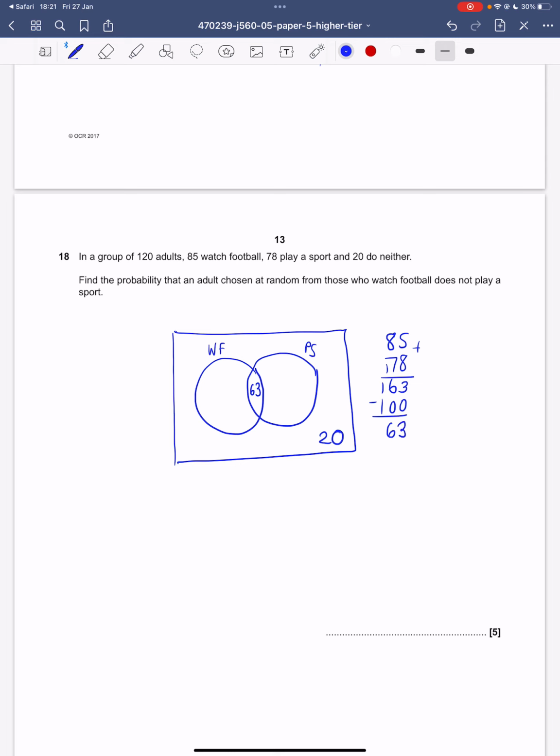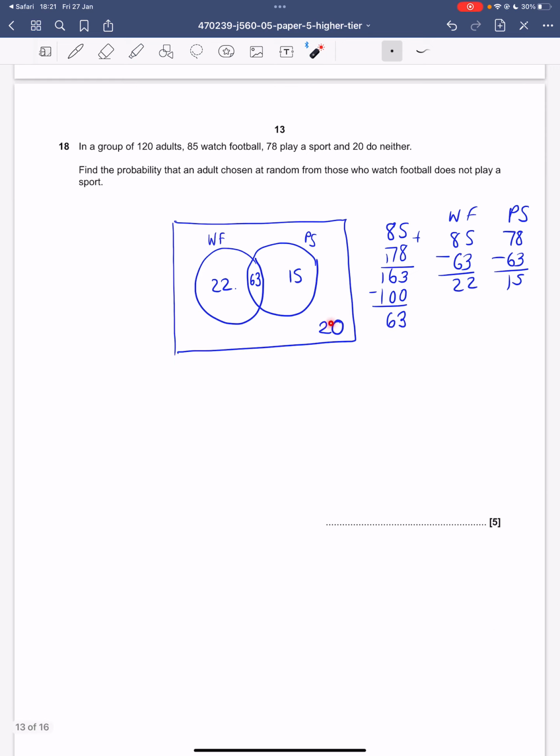We only need 100 in total. So there must be 63 overlaps. Watch football is 85. Take away 63, that's 22. And then play sport is 78. Take away 63, which is 15. And let's just check: do these add up to 100? 22, 63, 15 gives 100. Yeah. And those are the 20.